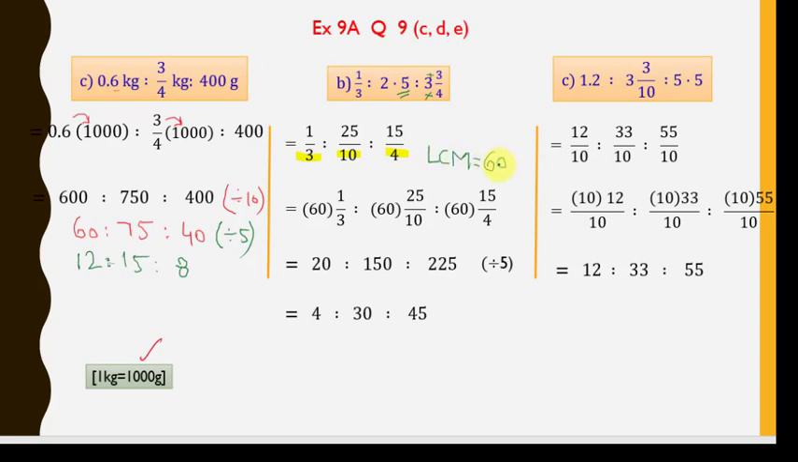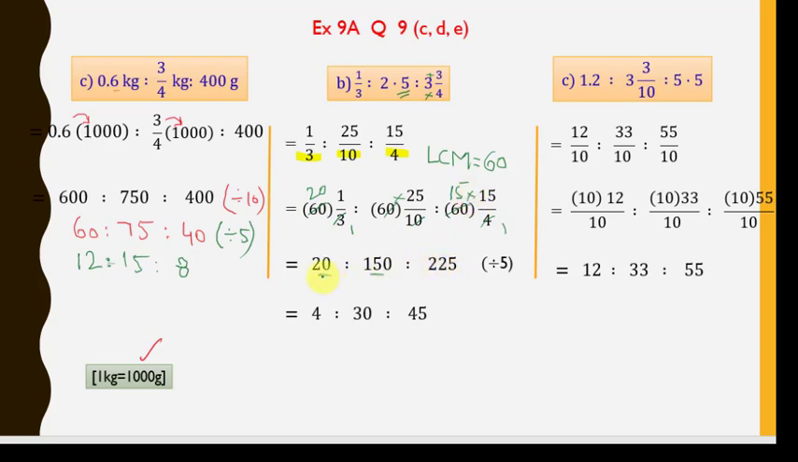LCM is 60. Now I will multiply the 60 with all these 3 fractions. This is what we have done over here. So 3 1 times 320 times 60, 20 times 1 we have 20, cancel the 0, 6 into 25 we have 150, cancel this, we have 15, 15 times 15 we have 225.